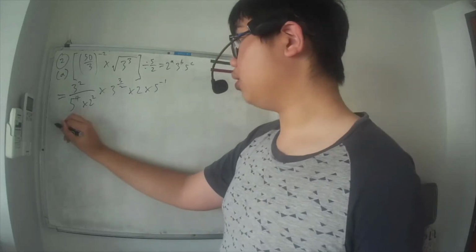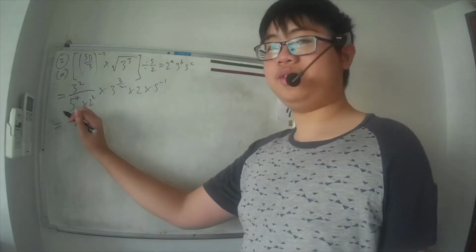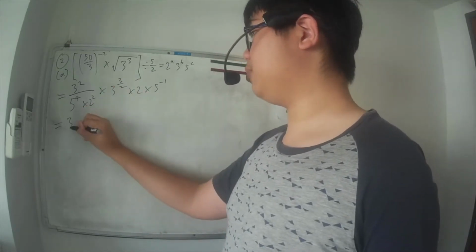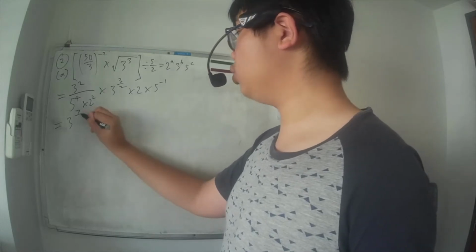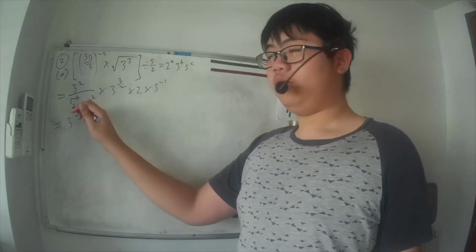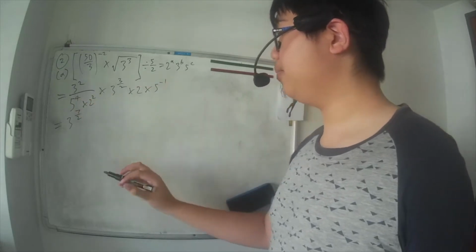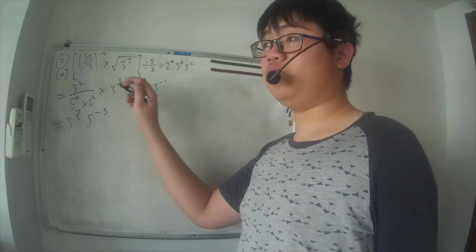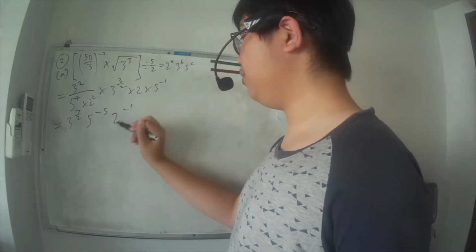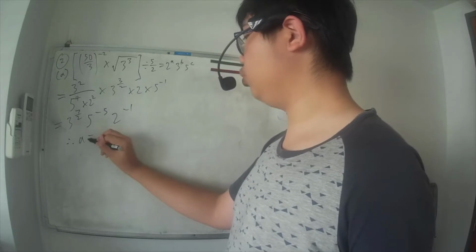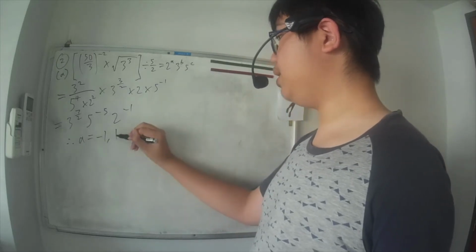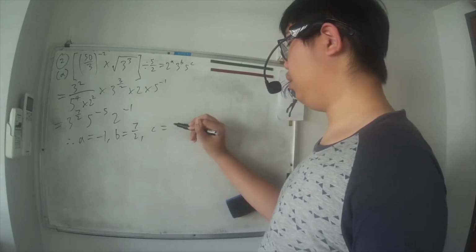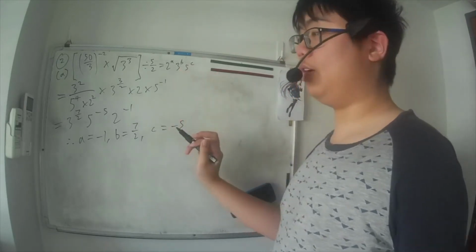Okay, then let's express this as multiplication and put the 3's together also. So this becomes 3 to the power of 7 over 2. And then this is 5 to the minus 4, 5 to the minus 1, so this is 5 to the minus 5. This is 2 to the minus 2, this is 2 to the 1, so this is 2 to the minus 1. So therefore your a equals minus 1, your b equals 7 over 2, and your c is equal to minus 5. Follow the order as given above.